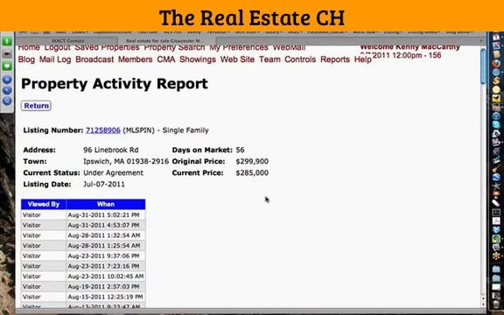And you can do this with any listing that's out there. It doesn't have to be your listing. It can be somebody else's if you're curious to see how long, you know, how it's been looked at. Have any people on your website looked at it?